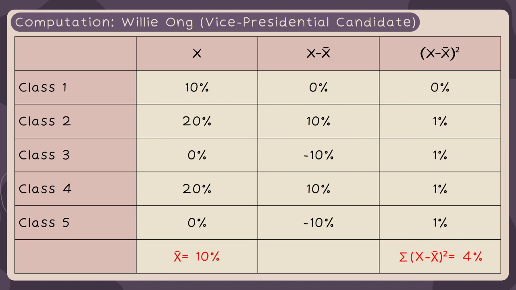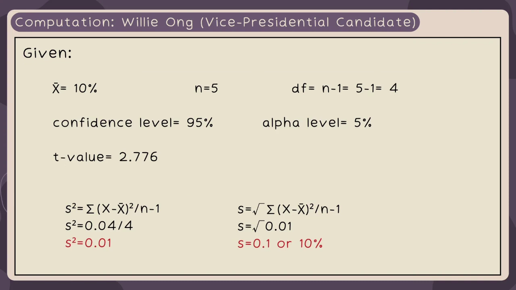For the third column, square the values on the previous column. So the values are 0%, 1%, 1%, 1%, and 1%. The summation is 4%. For the given, we have 10% for the sample mean, a sample size of 5, a confidence level of 95%, an alpha level of 5%, degree of freedom of 4, and t-value of 2.776.